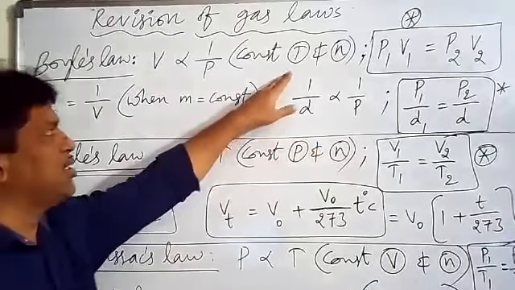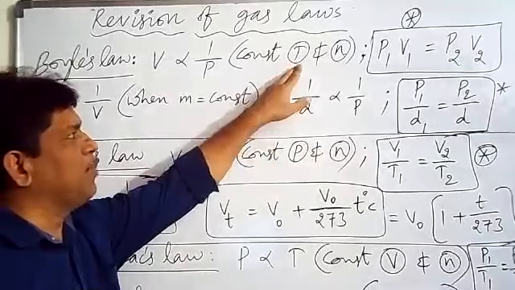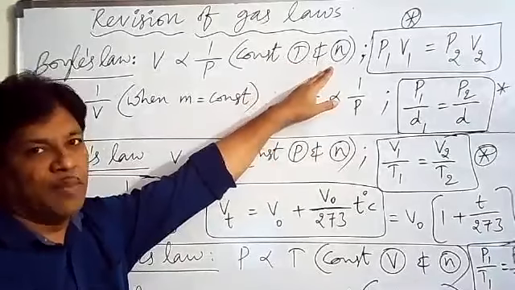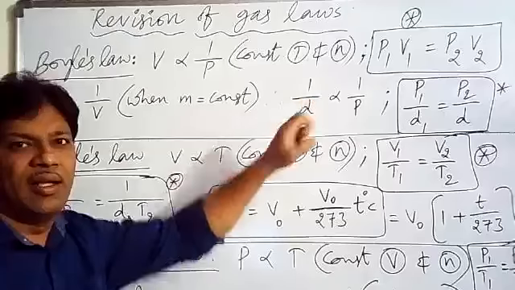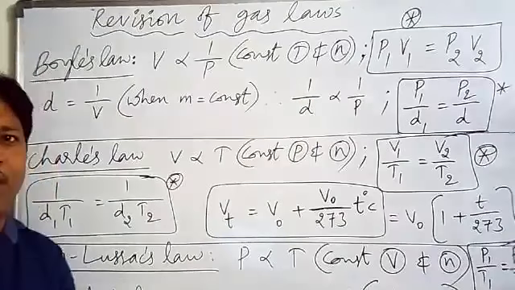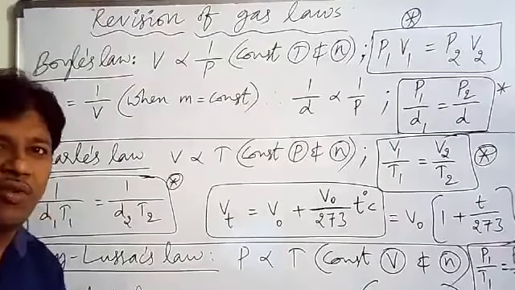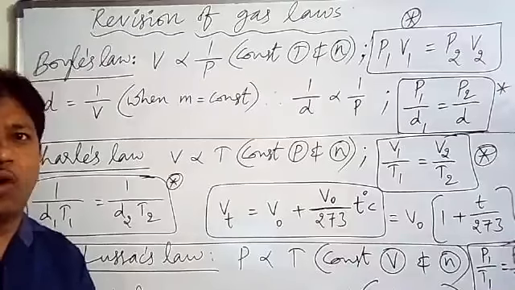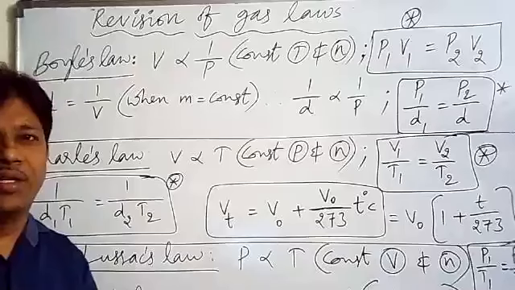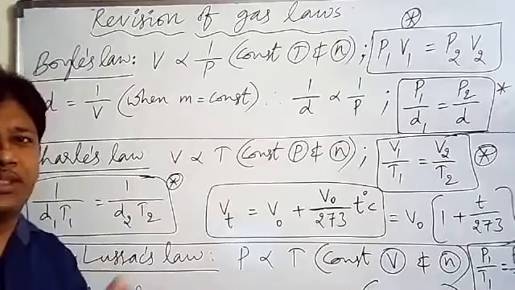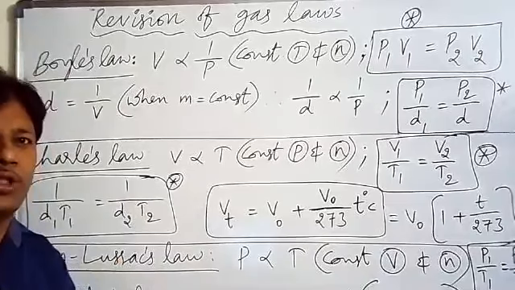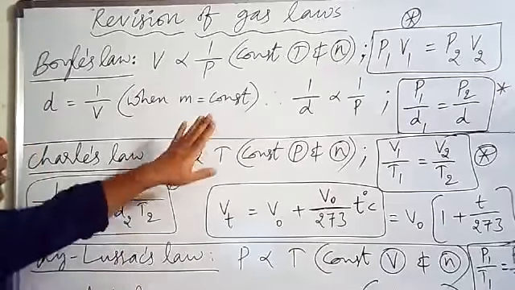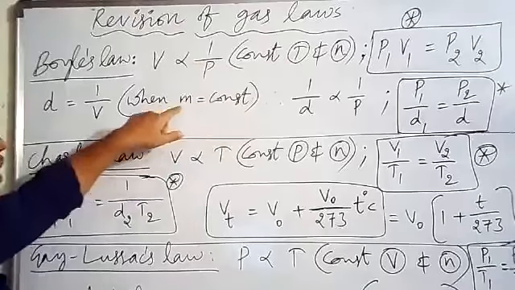Now, what is kept constant in Boyle's law? Temperature is kept constant and number of moles is kept constant. The graphs plotted at constant temperature are known as isotherms, or isothermal graphs. This is about Boyle's law.